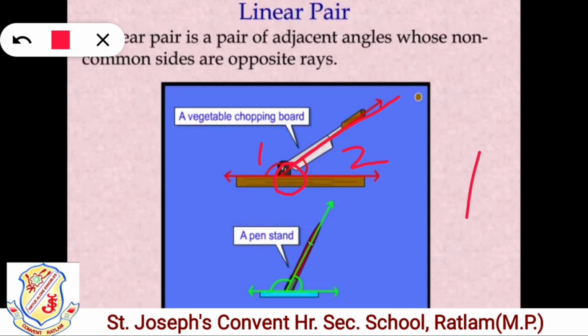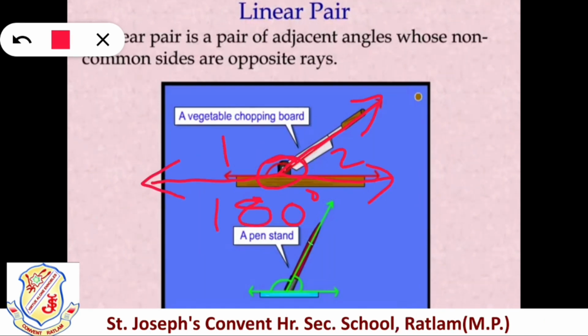So they are adjacent. And also, the most important thing in a linear pair is that the non-common sides are opposite rays. What are the non-common sides? This is a non-common side and this is a non-common side. Hence, these two are the non-common sides and these two are exactly opposite to each other. Therefore, such types of angles are called linear pair angles. In this figure, you can also see the non-common sides are opposite rays and they are making an angle of 180 degrees. So, these are called linear pair angles.